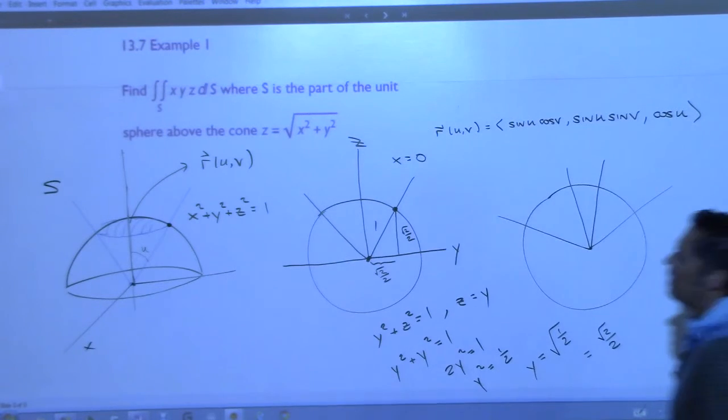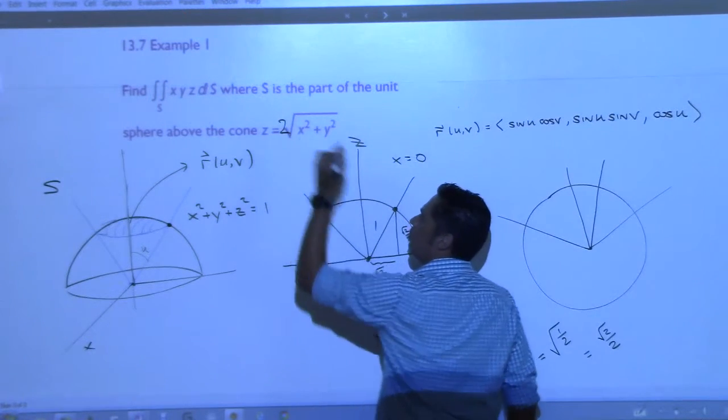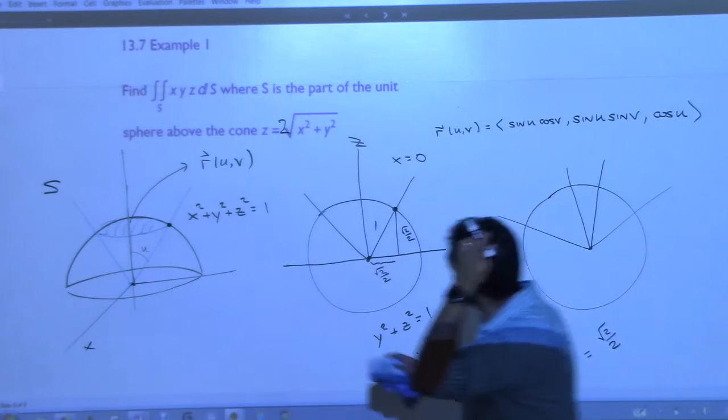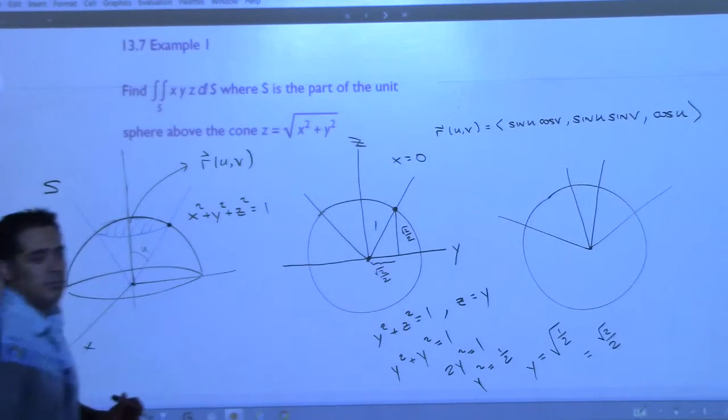So what I'm getting at is if this was changed to 2, let's say in front of that, then you're no longer at 45 degrees. That changes it. So you have to somehow figure out what that angle is. So can I move on now?